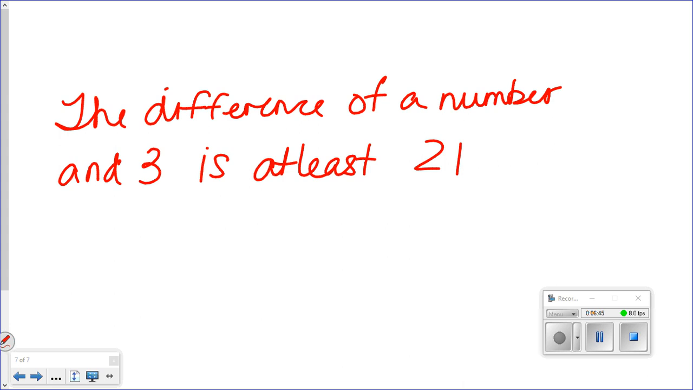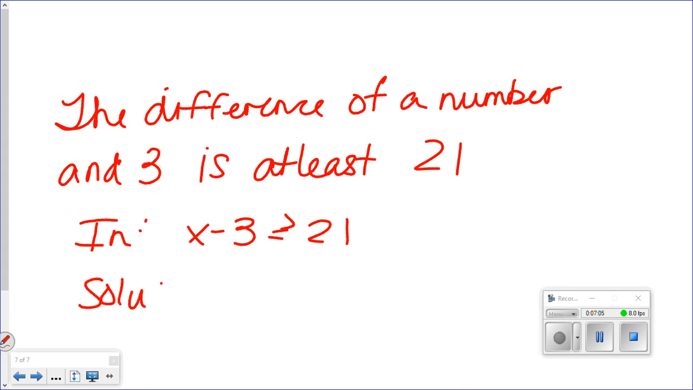Anybody want to share what your inequality looks like? Go ahead, Aiden. Correct. Nice job. X minus 3, or n minus 3, or d minus 3. And then, what about the solution? What would your solution be, Elena? 24. Good job. Nice work.